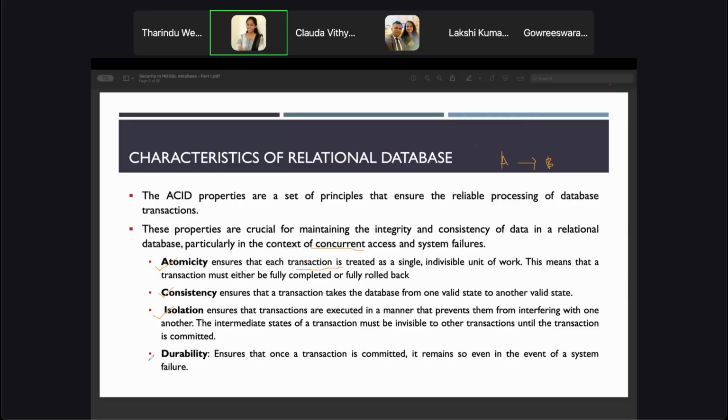And then durability means if there is any failure, once the transaction is committed. What is committed? Did you ever study about transactions earlier, in database management systems? Do you know the words commit, abort?